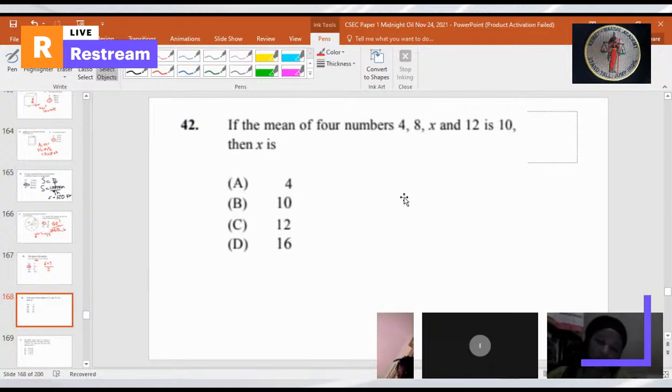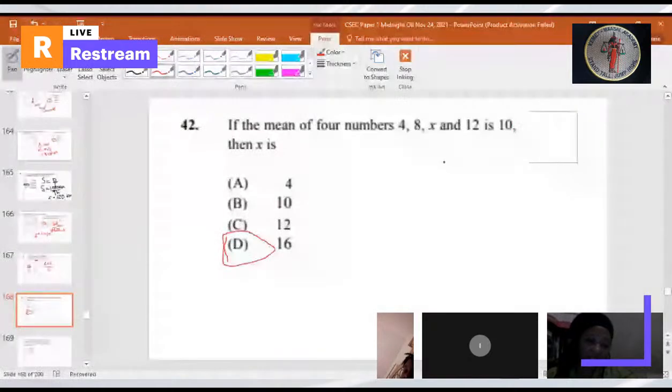16. Correct. So 4 plus 8 plus x plus 12 gives 16. So we add the 4, 8, and 12, that's 24, and take it from the 40. We get 16. And how we got the 40 is 4 numbers, and the mean is 10. So we multiply 4 times 10. The total is 40.